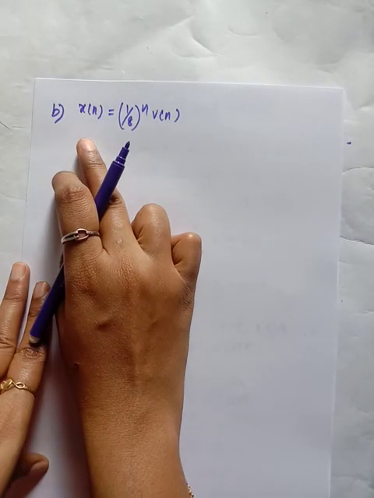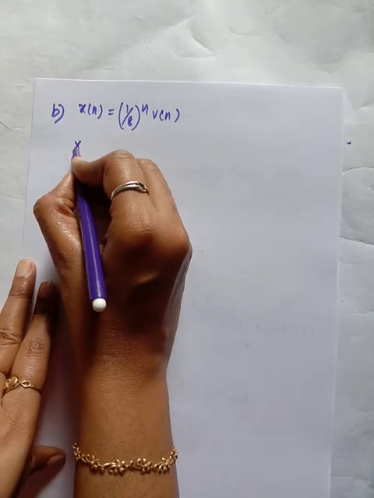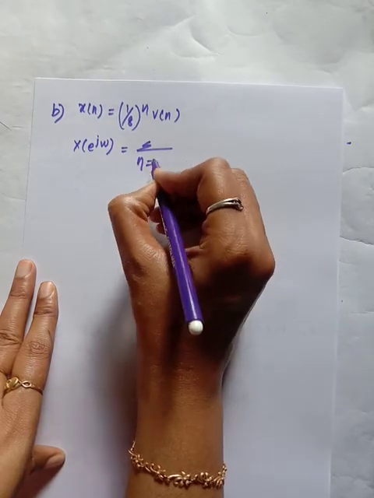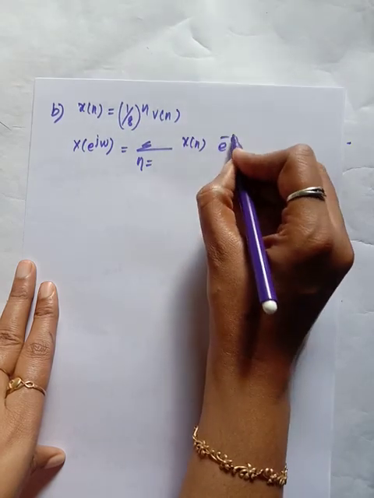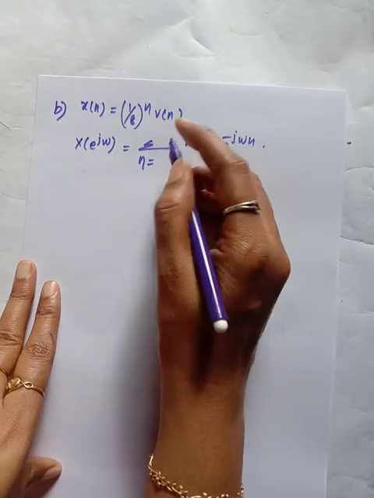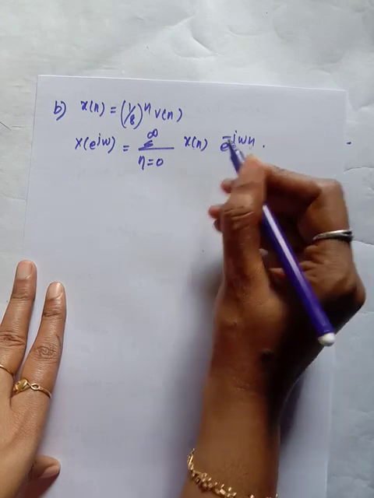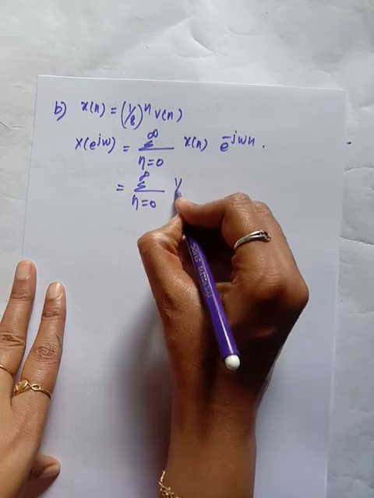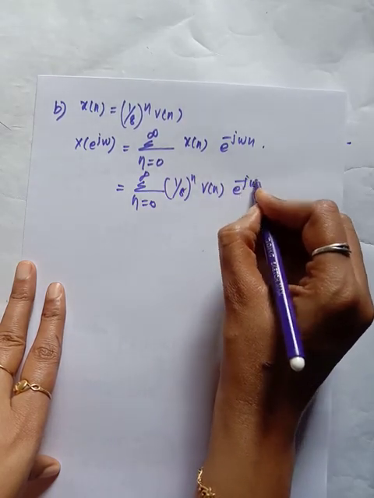So see this problem, x of n is equal to 1 by 8 the whole power n into u of n. So I am going to find out this discrete time Fourier transform. The formula is summation n is equal to minus infinity to infinity x of n e power minus j omega n. Here you are having u of n. So u of n is from 0 to infinity. So I am going to write 0 to infinity x of n e power minus j omega n. So n is equal to 0 to infinity 1 by 8 the whole power n into u of n e power minus j omega n.